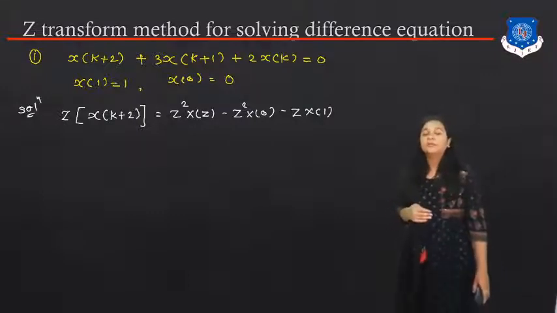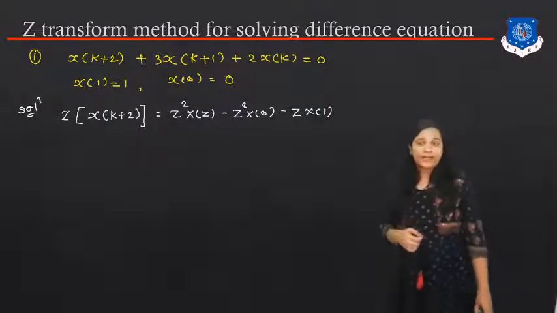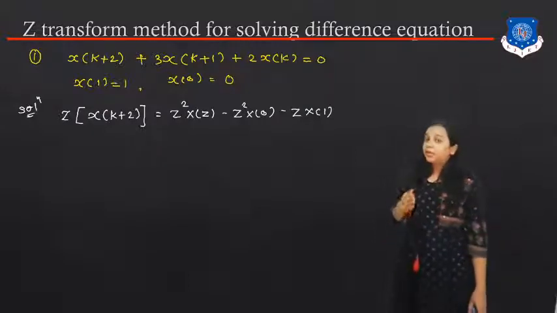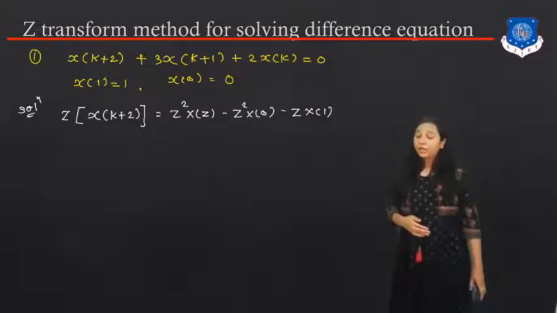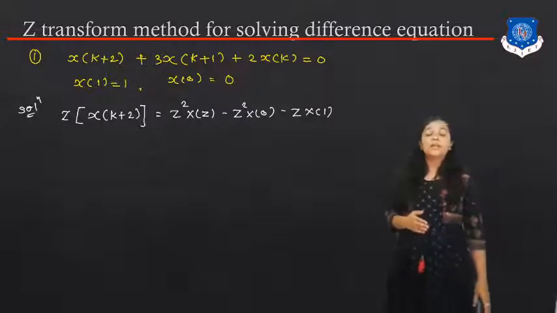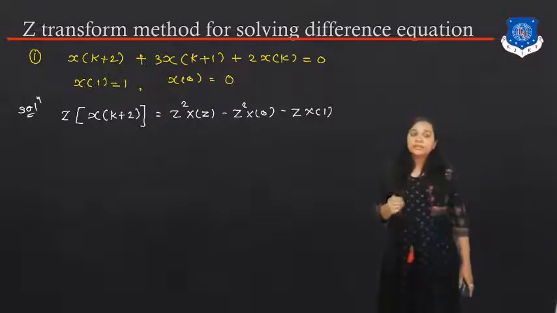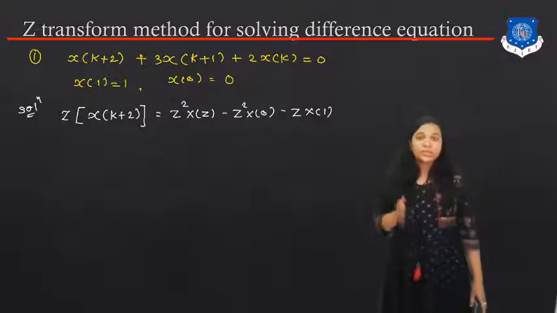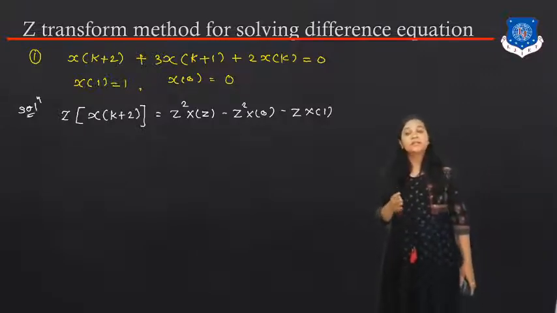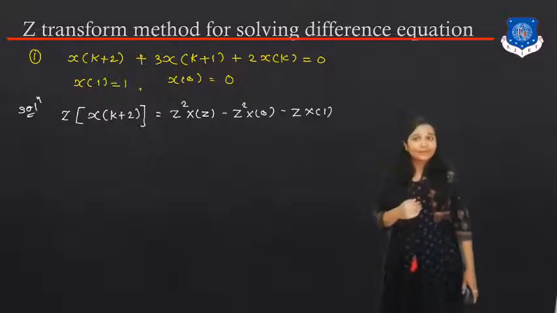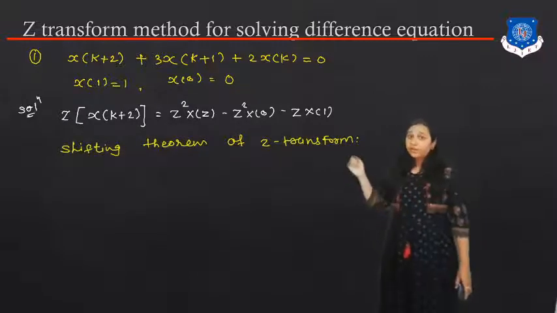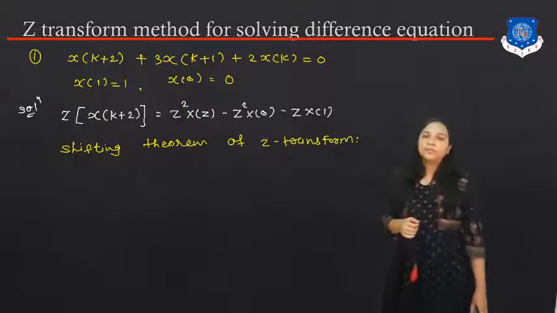Now how does this type of equation come about? For that we need the shifting theorem. In DSP we study the delay signal and the advance signal. What is the delay signal? If our signal is z to the minus 1, z to the minus 2, that is called the delay signal. If our signal is in the form of z to the plus, it is known as the advance signal.